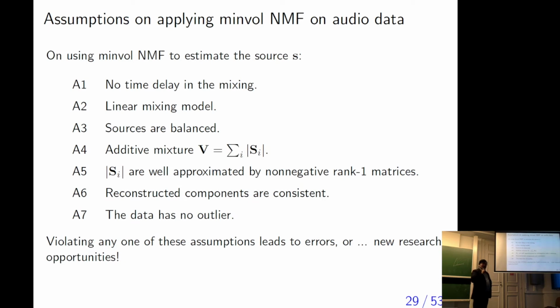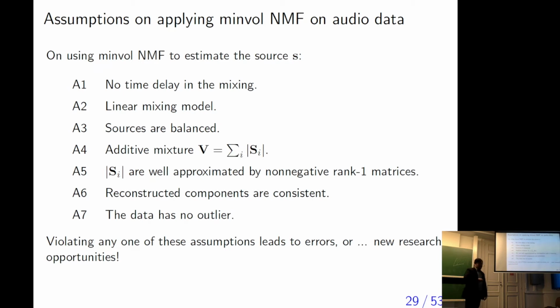So in order for NMF to be applied on audio data, you have to satisfy a bunch of assumptions, and violating these assumptions actually leads to new research opportunities. For example, you have to assume there's no time delay in the mixing. This is definitely true for audio data, but this might not be true for other data, for example EEG, because there will be a time lag in the EEG. This is well known. And then, of course, you assume a linear mixing model. That means everything is linear, happy. But in reality, maybe that's not the case. For example, if you have multiple reflections, then it's definitely not linear. But that means you have the opportunity to consider other NMF.